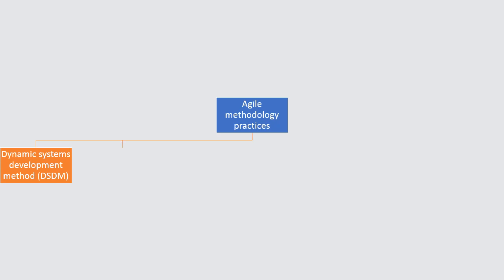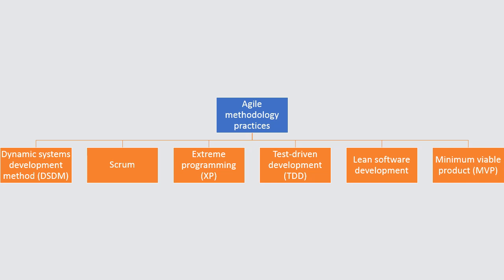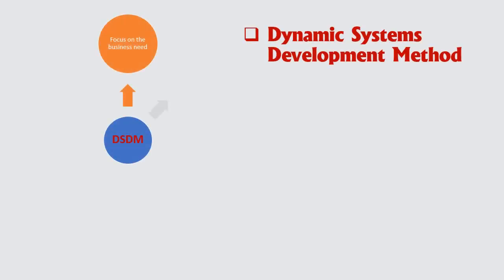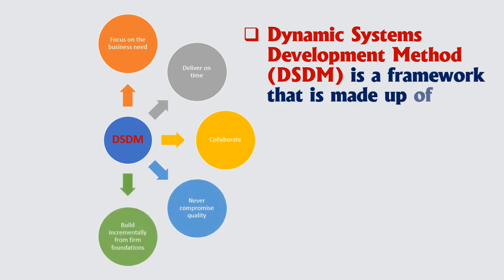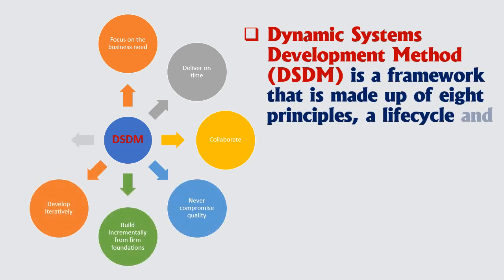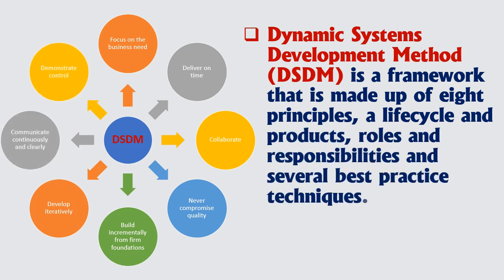Agile methodology practices are Dynamic Systems Development Method, Scrum, Extreme Programming, Test-Driven Development, Lean Software Development, and Minimum Viable Product. Dynamic Systems Development Method is a framework that is made up of 8 principles, a life cycle and products, roles and responsibilities, and several best practice techniques.